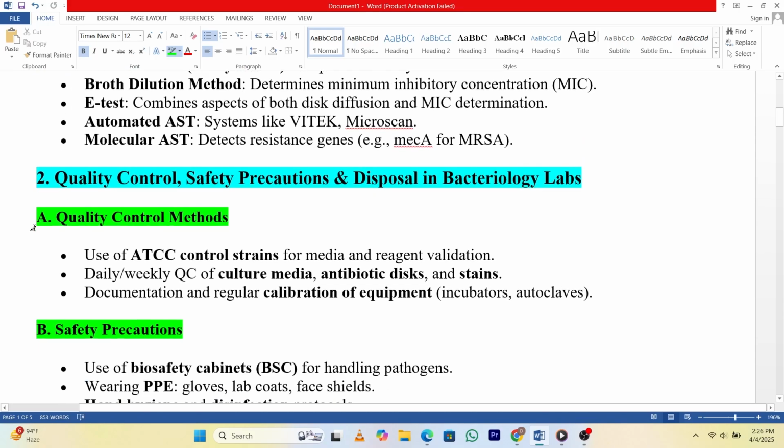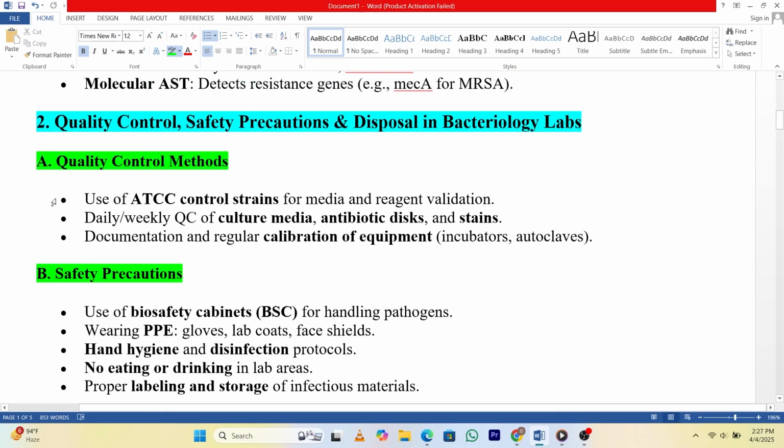2. Quality control, safety precautions and disposal in bacteriology labs. A. Quality control methods. Use of ATCC control strains for media and reagent validation. Daily or weekly QC of culture media, antibiotic discs, and stains. Documentation and regular calibration of equipment, incubators, and autoclaves.